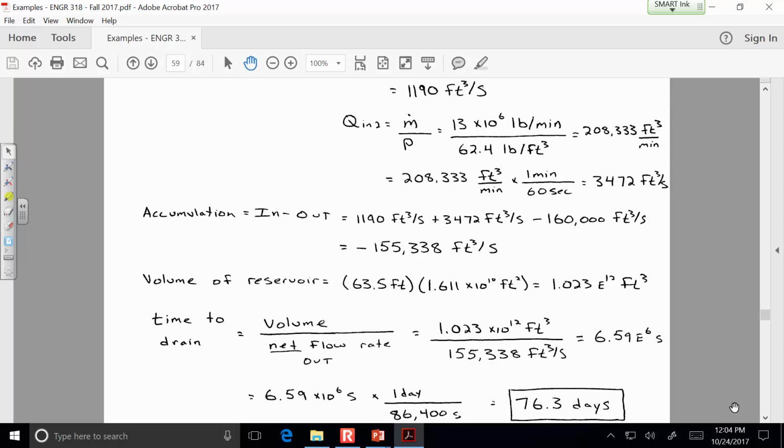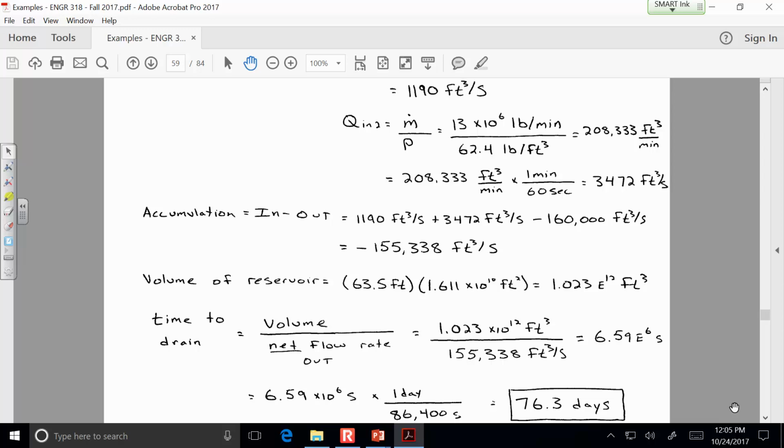But with this approach, all I did was say we've got a certain volume of water. The reservoir volume is about 1 times 10 to the 12th cubic feet. I got that from the area of the reservoir and its depth. And so if we divide the volume by the net outflow rate, we can find out how many seconds there are, and then there are 86,400 seconds in a day, so it turns into 76.3 days it should take to empty.